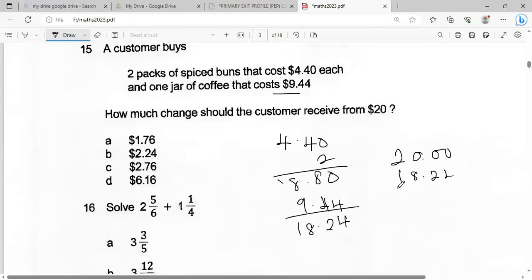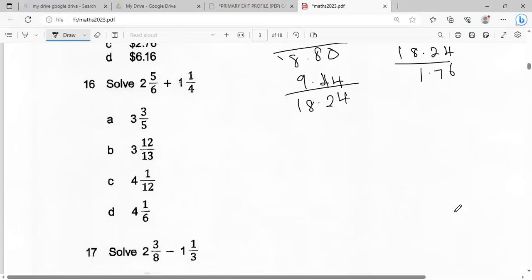All right, 4 from that you can't. So we go ahead and take 1 from here, put 9 on the zeros and put 1. 4 from 10 leaves 6. 2 from that leaves 7. So it's $1.76, which is A.